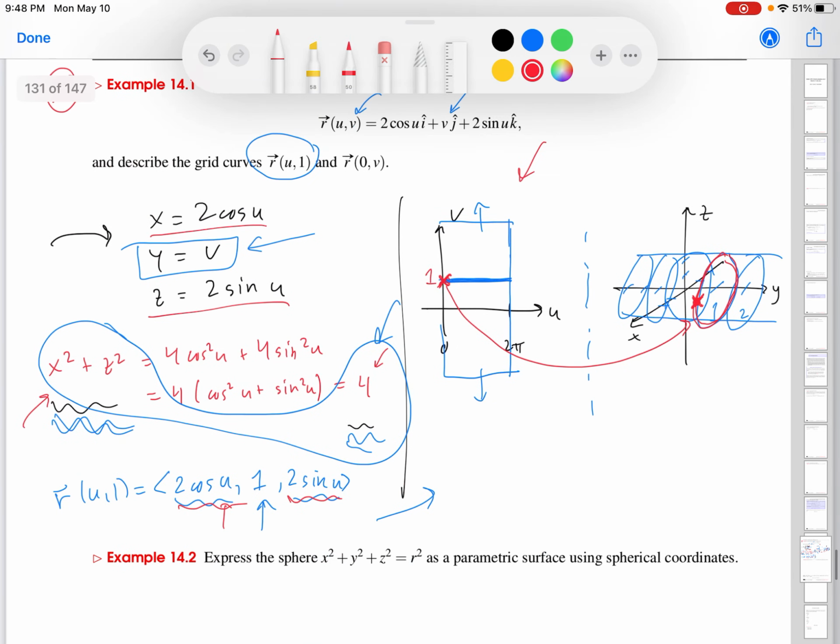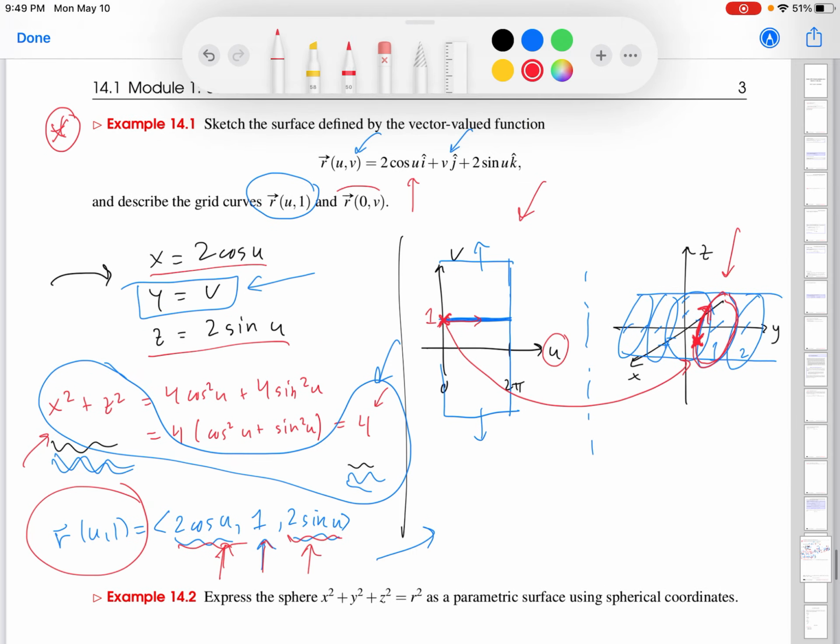Great. And then you can see as I keep going this way, u is basically an angle measured counterclockwise from the x-axis. You can see that here. So I'm going that way. So long story short, this grid curve is literally this circle at y equals 1 of radius 2, traced out from the point 2, 1, 0, and then rotating this way, counterclockwise as measured from the positive x-axis.